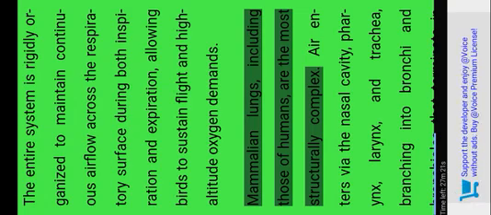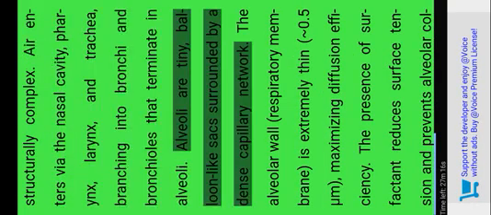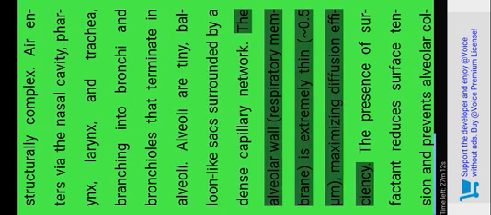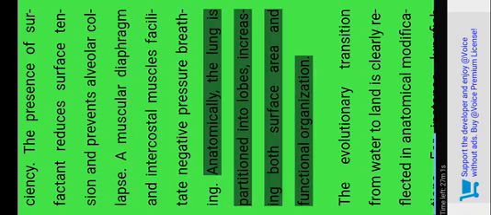Mammalian lungs, including those of humans, are the most structurally complex. Air enters via the nasal cavity, pharynx, larynx, and trachea, branching into bronchi and bronchioles that terminate in alveoli. Alveoli are tiny, balloon-like sacs surrounded by a dense capillary network. The alveolar wall, the respiratory membrane, is extremely thin, approximately 0.5 micrometers, maximizing diffusion efficiency. The presence of surfactant reduces surface tension and prevents alveolar collapse. A muscular diaphragm and intercostal muscles facilitate negative pressure breathing. Anatomically, the lung is partitioned into lobes, increasing both surface area and functional organization.